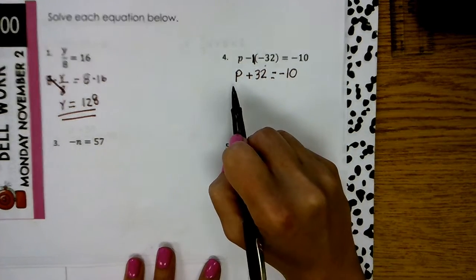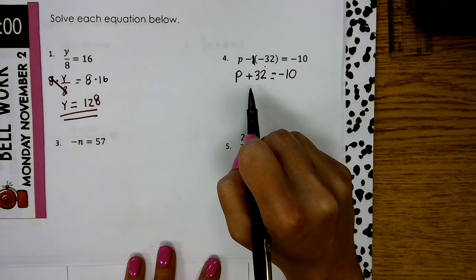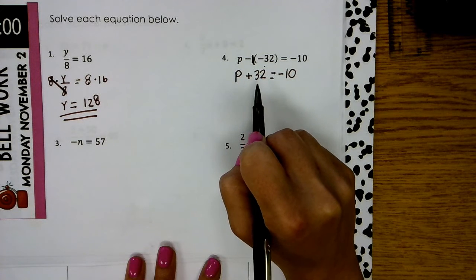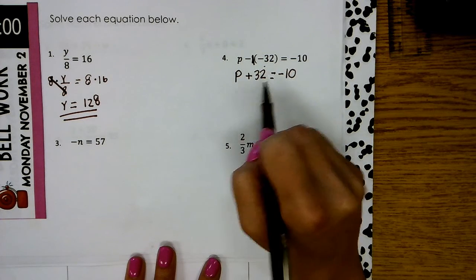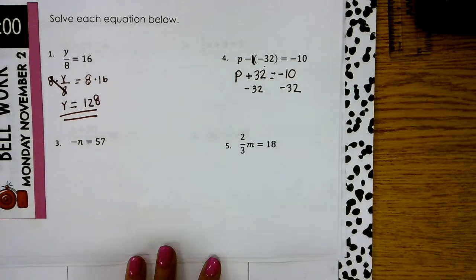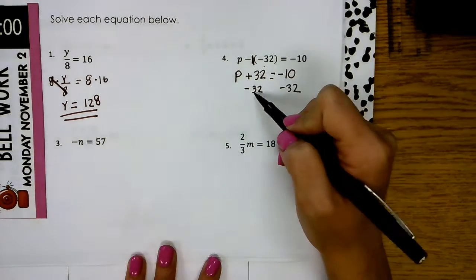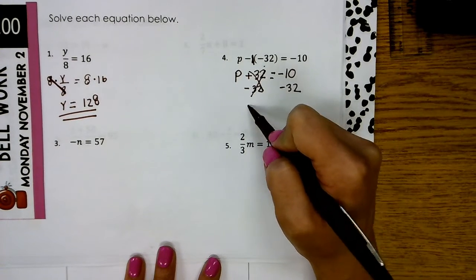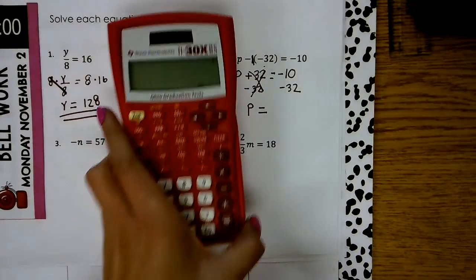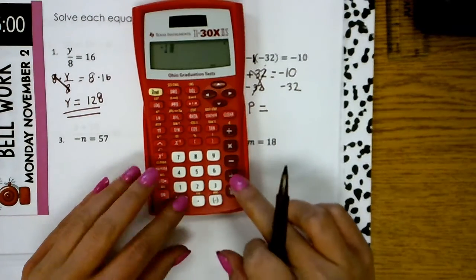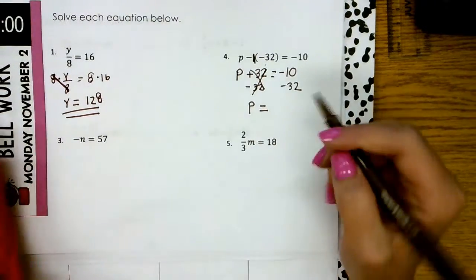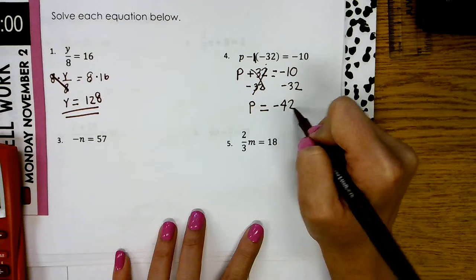Now we want to get p by itself. So we have to take this plus 32 and move it to the other side. The opposite of adding, the inverse of adding, is subtracting. So we're going to subtract 32 from both sides of the equal sign. When we do that, these 32s cancel out, and we get p is equal to, and again, this is something that we can use our calculator for. Negative 10 minus 32 is negative 42. So p equals negative 42.